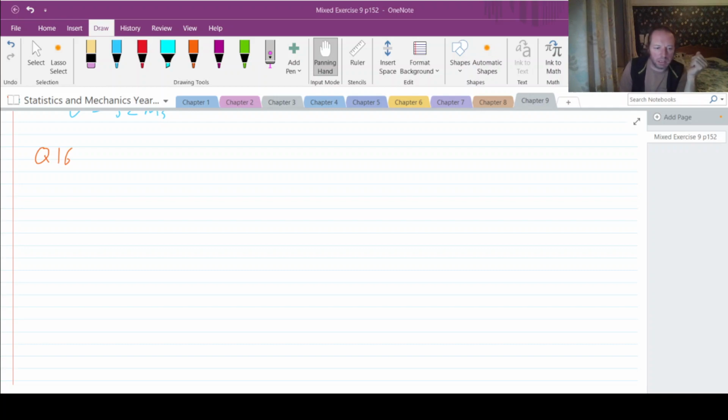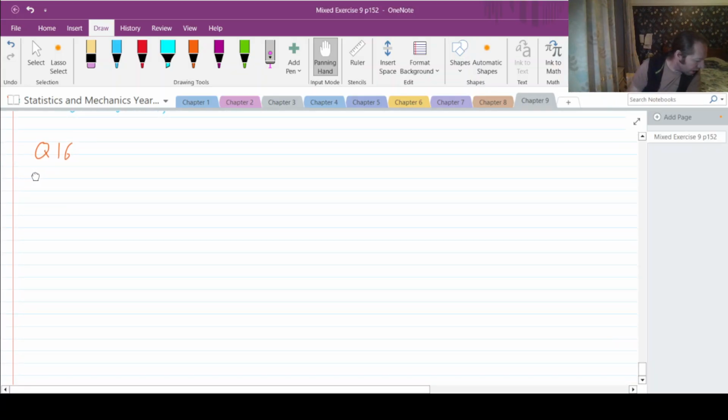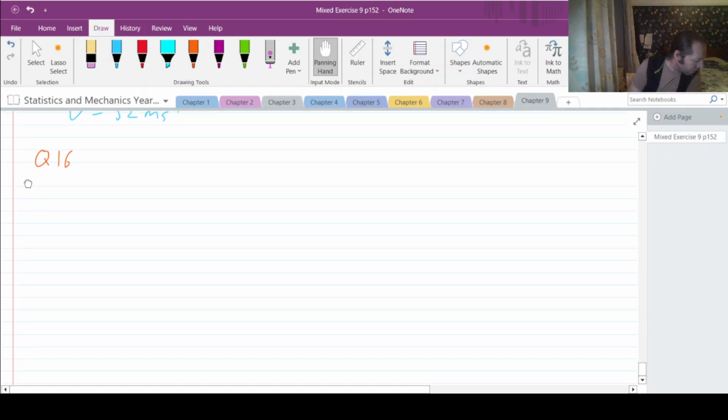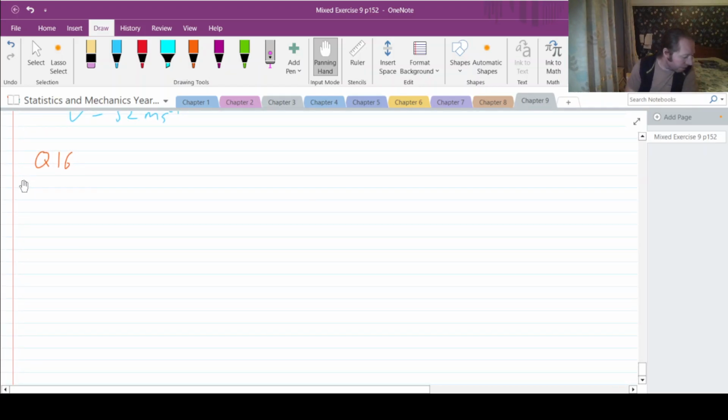Okay, here we are, Stats and Mechanics, Year 1, Chapter 9, Mixed Exercise. Question 16. The car is being driven on a straight stretch of motorway at a constant velocity of 34 meters a second when it passes a velocity restriction sign S warning of roadworks, requiring the speed to come down to 22 meters a second. The driver continues at their velocity for 2 seconds.